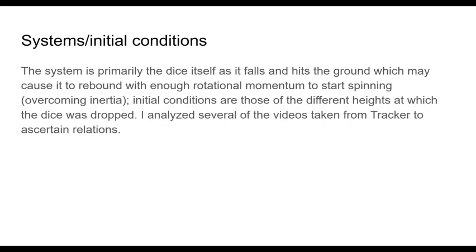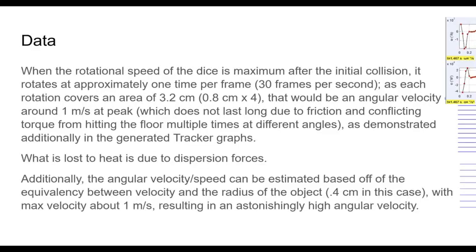The system is primarily the dice itself as it falls and hits the ground, which may cause it to rebound with enough rotational momentum to start spinning, overcoming inertia. The initial conditions are those of the different heights at which the dice was dropped. I analyzed several of the videos taken from Tracker to ascertain relations.